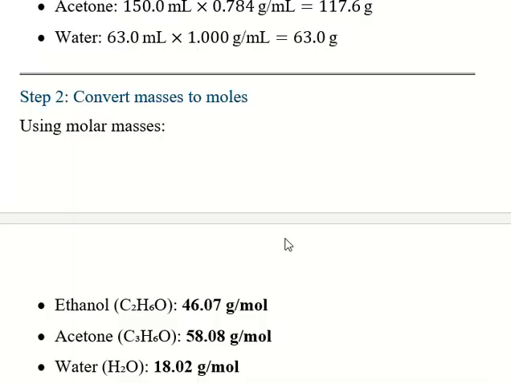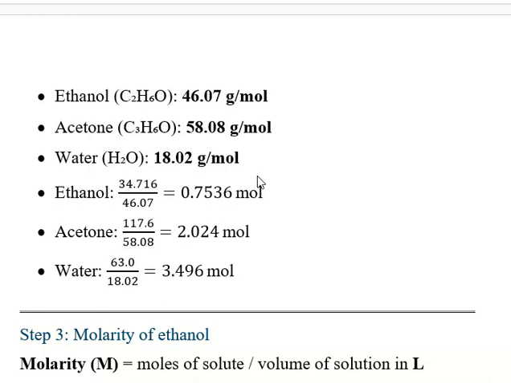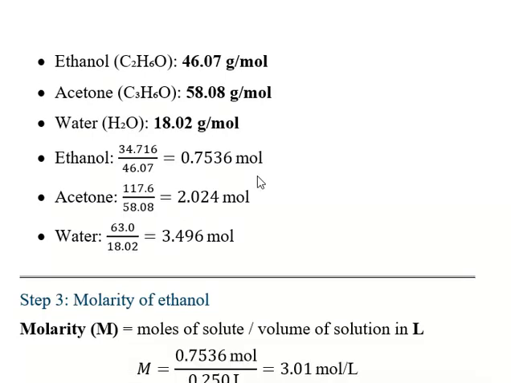Okay, now change these masses into their moles. How can we change the masses into their moles? Very simple formula: number of moles is equal to mass over molar mass. Divide their masses with their molar masses. Molar mass of ethanol is 46 gram per mole. Molar mass of acetone is 58 gram per mole, and water is 18 gram per mole. Okay, now we have calculated number of moles of ethanol, acetone, and water.